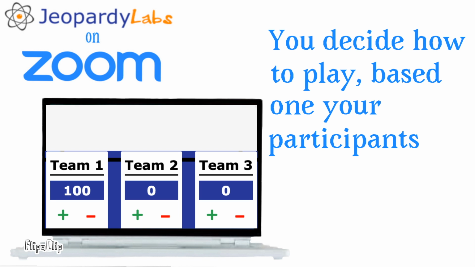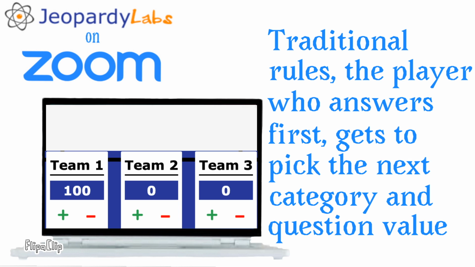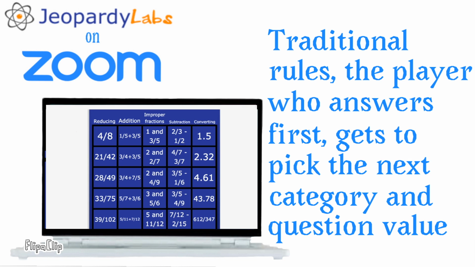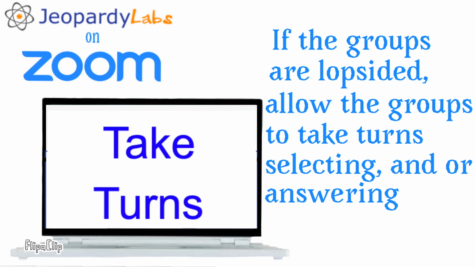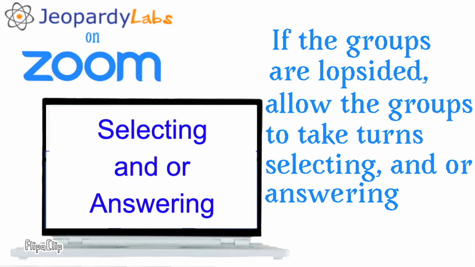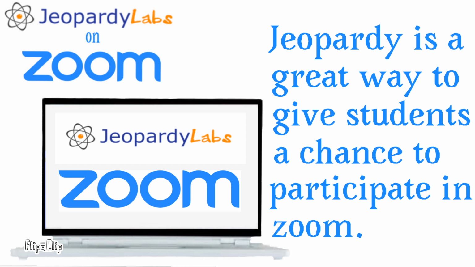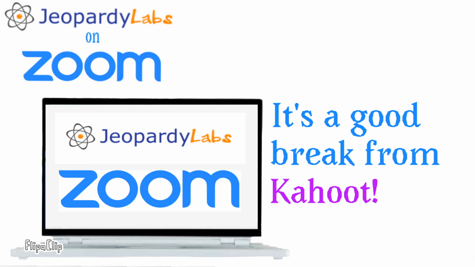As the teacher, you get to decide how to play based on your participants. Traditional rules: the player who answers first gets to pick the next category and question value. If the groups are lopsided, allow the groups to take turns selecting and/or answering. Playing Jeopardy is a great way to give students a chance to participate during Zoom meetings. And it gives you a chance to take a break from Kahoot.